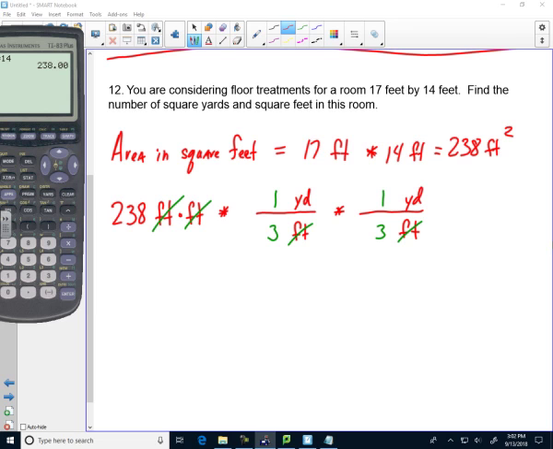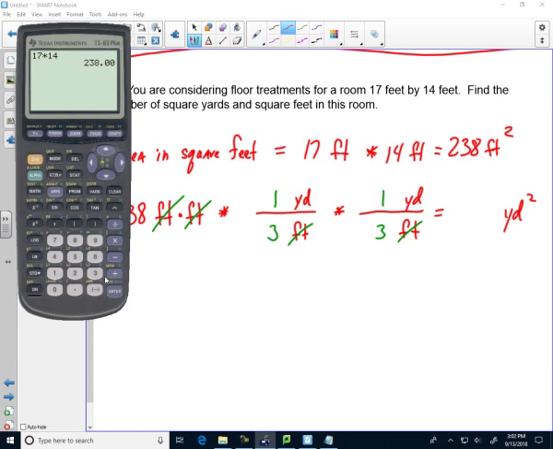So I got to do that twice, don't I? Square yards. And what this is telling me is I can take the 238 multiplied by 1 times 1, which I don't even have to do, and then divide it by 3 times 3. And if you got one of these calculators, we can do this: 238 divided by parentheses 3 times 3, close parentheses.